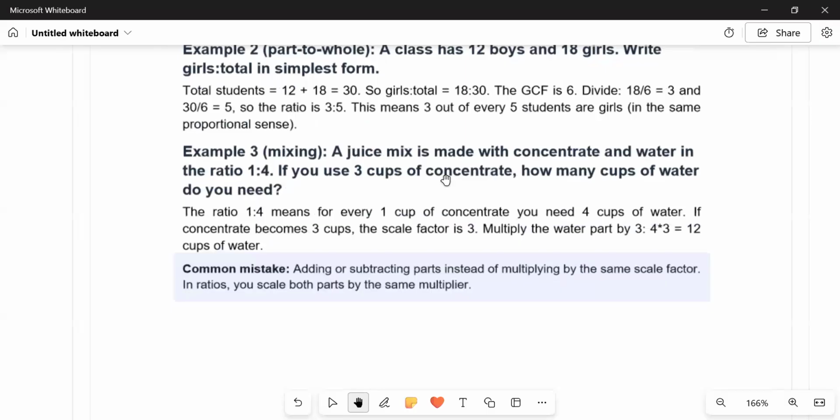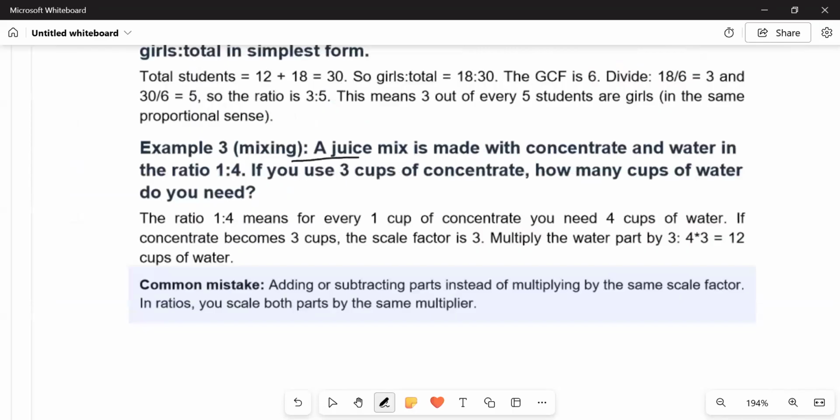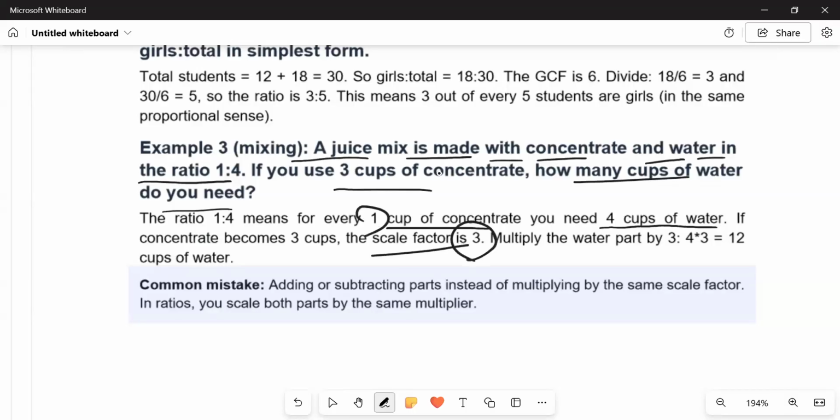Okay, a math problem, a very simple math problem. It's saying that a juice mix is made with concrete and water in the ratio 1:4. Which means that for every 1 cup of concrete I am using, I need 4 cups of water. Now if I use 3 cups of concrete, how many cups of water do you need? Definitely in this case, because the math is very simple, I just multiply. The scaling factor is 3, I just multiply it and I get the 12 cups of water.